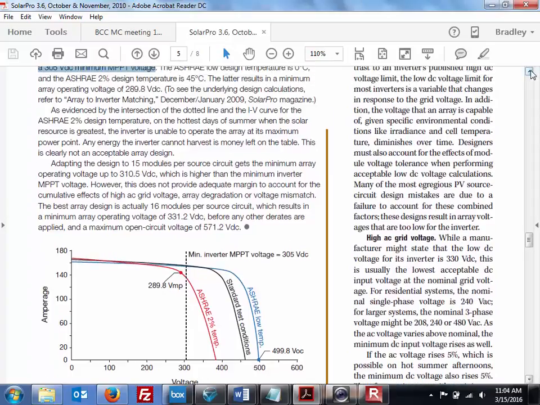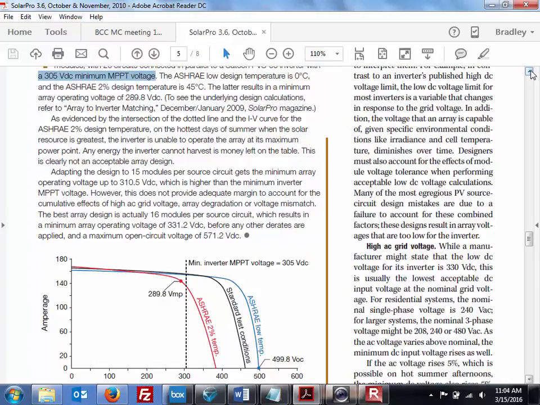Okay, so what's the issue with this thing? This is the ASHRAE low design temperature is 0 Celsius, and the ASHRAE 2% design temperature is 45 Celsius. So as you climb up that temperature, 45C is pretty hot. That's up in the hundreds. The latter results in a minimum array operating voltage of 298. So we're actually below the place where that MPPT is happy.